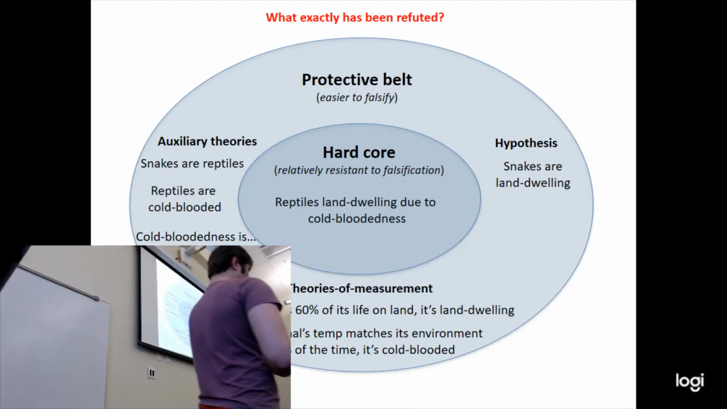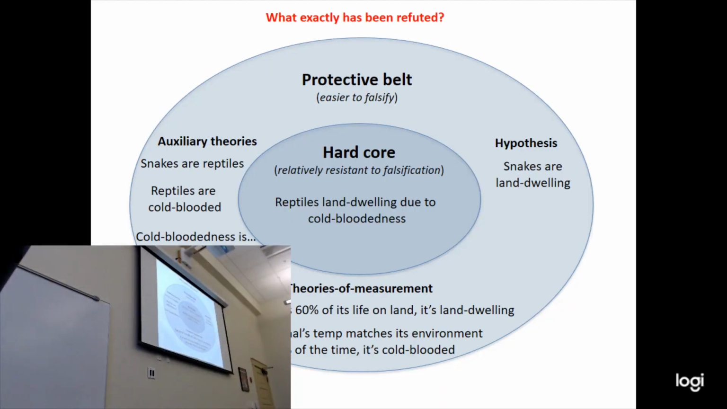So if you find evidence that might serve as a refutation, you could reasonably ask the question, well, what has actually been refuted in this theory? Might not be the thing at the hardcore, because there could be all sorts of weird things that happen at the periphery that explain why this refutation happened. So it could be that my measurement of land dwellingness was flawed, or my measurement of cold-bloodedness was flawed. Or it could be that some snakes are not actually reptiles, and I happen to find one of those snakes that is not a reptile.